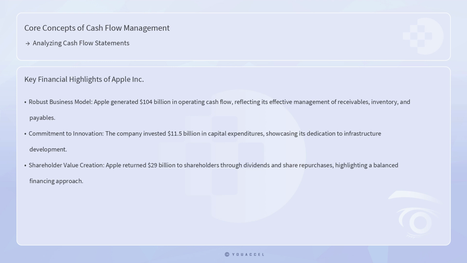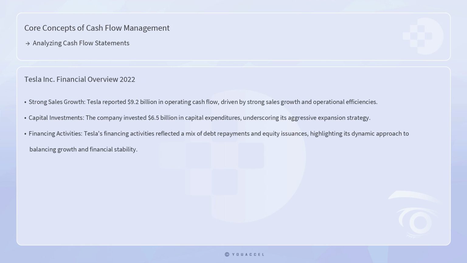Consider the case of Apple Inc. According to its 2022 annual report, Apple generated $104 billion in operating cash flow, reflecting its robust business model and effective management of receivables, inventory, and payables. The company also invested $11.5 billion in capital expenditures, demonstrating its commitment to innovation and infrastructure development. Additionally, Apple returned $29 billion to shareholders through dividends and share repurchases, showcasing a balanced approach to financing and shareholder value creation.